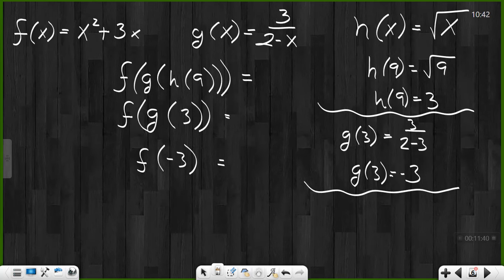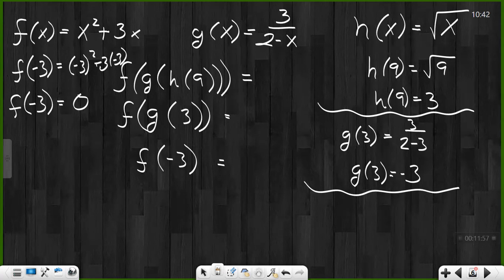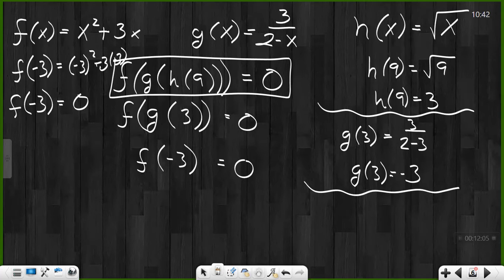And I can plug in my input of negative 3 into my f relation. And I'm going to actually do that over here just because I've got a little bit more room. All right, if I plug that in, I get negative 3 squared plus 3 times negative 3. All right, and when I do that, I find that f of negative 3 is equal to 0. All right, so if this equals 0, then the whole thing in the original is equal to 0. It's just what your final result is.